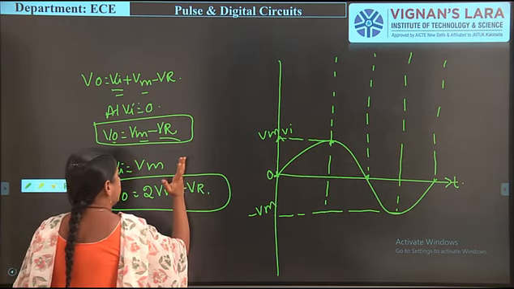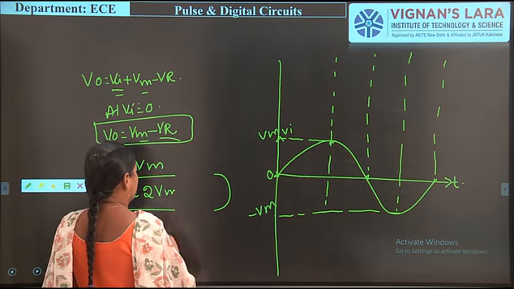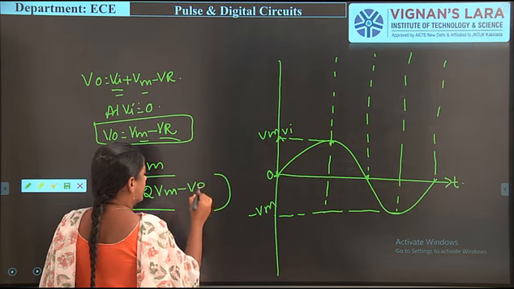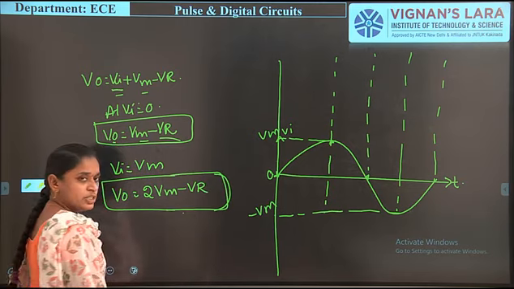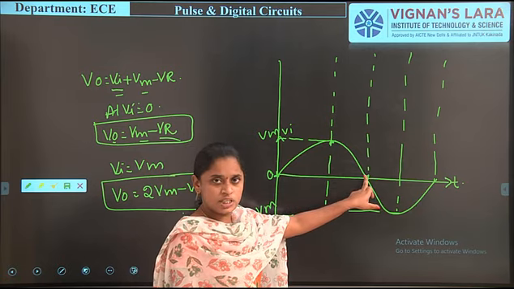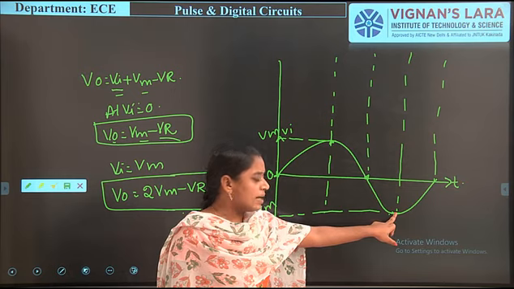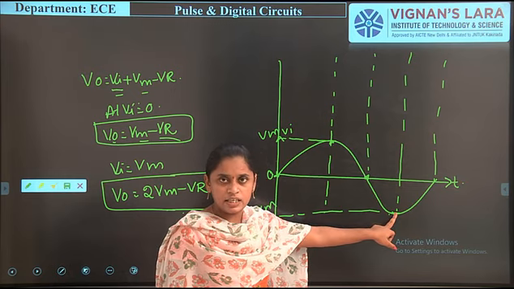2Vm minus Vr. And the next one is the final condition, where the input signal goes to 0 again, so we know the value is 0. That's why we go for the minus Vm condition, that is Vi is equal to minus Vm.